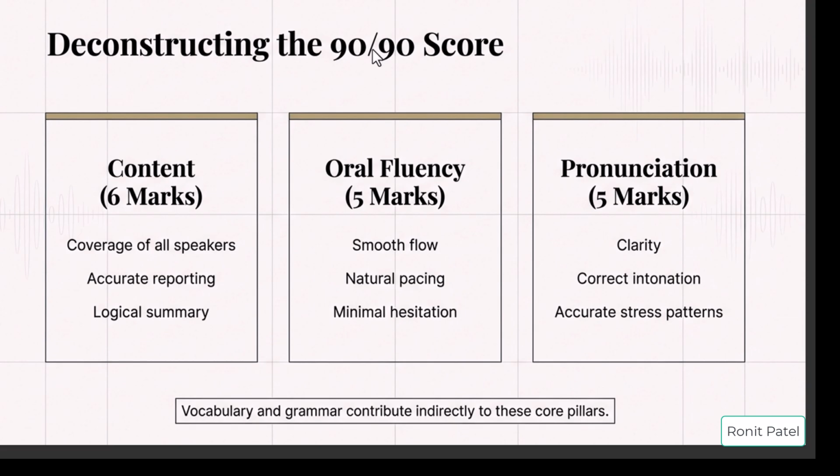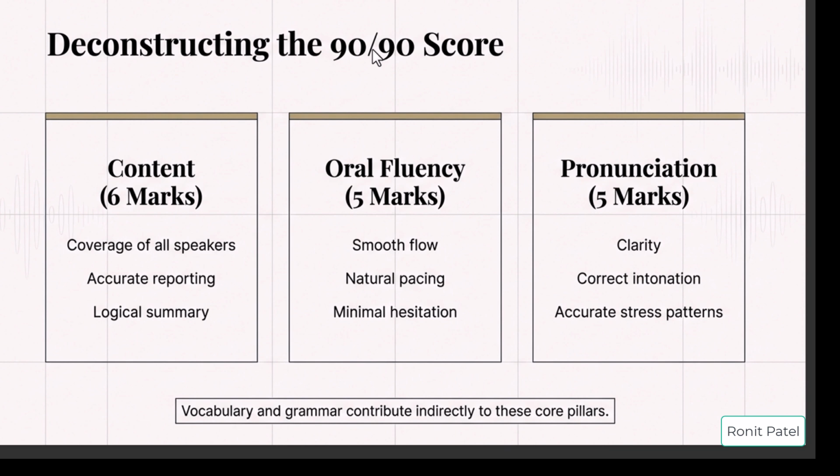Now in this slide we can see how the scoring actually works. This is very powerful because once you understand the scoring, you can game the task intelligently. There are three core pillars. First, content. This carries the highest weightage. To get full marks in content, you must cover all speakers, report accurately, and provide a logical summary. Missing even one speaker can seriously damage your score.